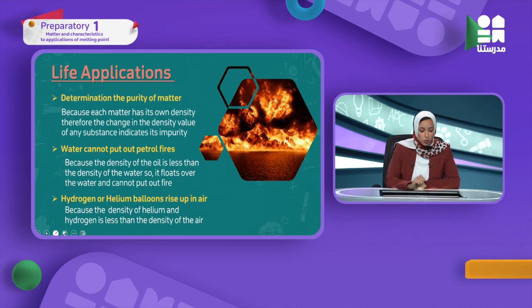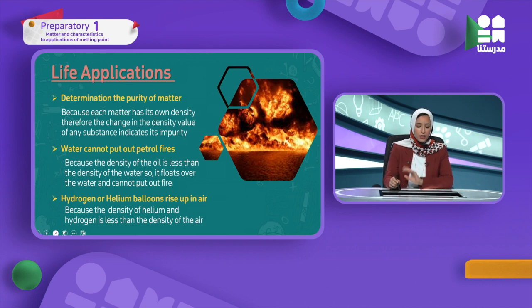Why? Look, because the density of the oil is less than the density of water. When we calculated the density of the oil, we found the density of petroleum oil is less than the density of water, meaning less than 1. And we said that anything with a density less than 1 will float. So it floats over the water and cannot put out the fire.